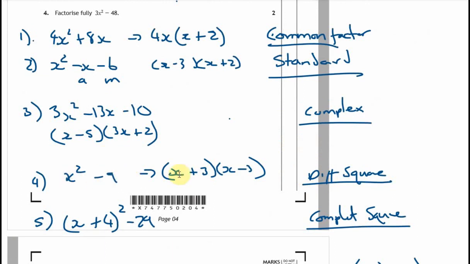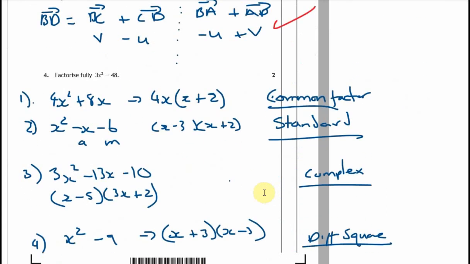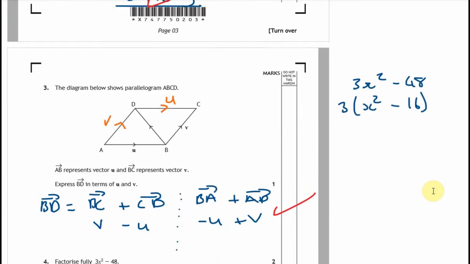Okay, so let's see if we can get the 3 out first of all. 3 bracket x squared minus, what would 48 divided by 3 be? 3 into 48 would be 16. Now that's definitely looking like a difference of two squares, isn't it? Okay, so if we want to get the difference of two squares, we're going to half that number, aren't we? So it's going to be 3 bracket x minus 4, x plus 4.